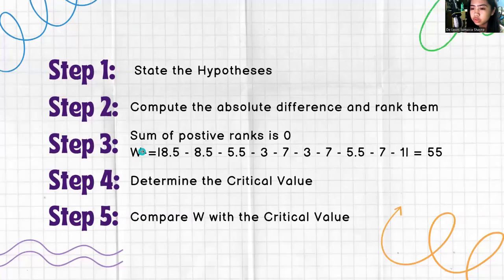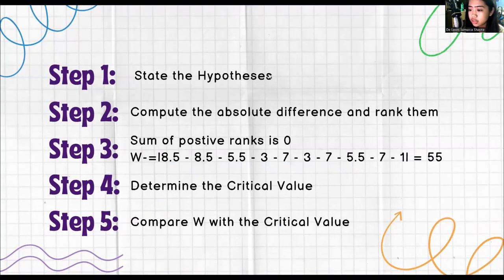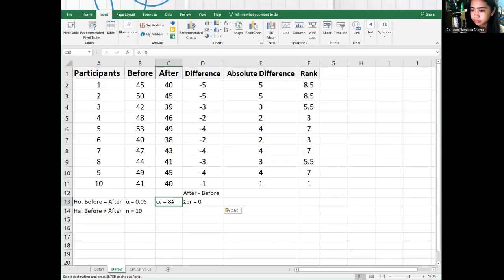In step 3, we get W as the absolute value of 8.5 minus 8.5 minus 5.5 minus 3 minus 7 minus 3 minus 7 minus 5.5 minus 7 minus 1 equals the absolute value of 55. Now we are going to determine the critical value. We already determined the critical value, which is 8.